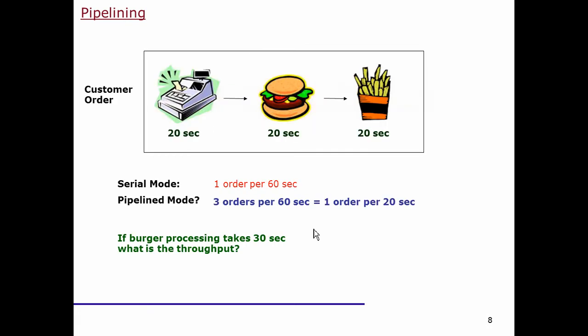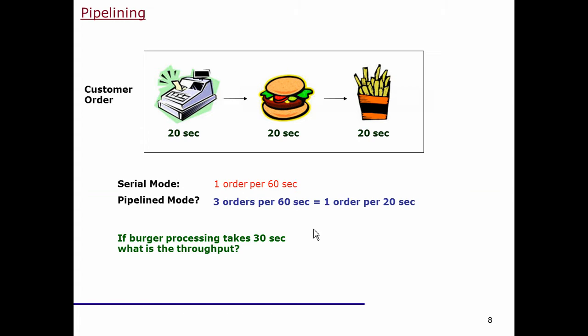Let's suppose you're at a McDonald's or a Burger King and you're ordering burgers along with fries. So you would typically have a pipeline of placing the order, having the burger and getting the fries. So in serial mode, one order would take 60 seconds. But in pipeline mode, you can do 3 orders in 60 seconds. But what if there was a lopsided pipeline here and the burger processing would take 30 seconds?